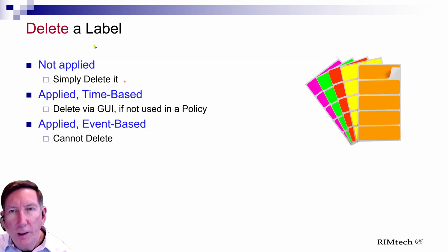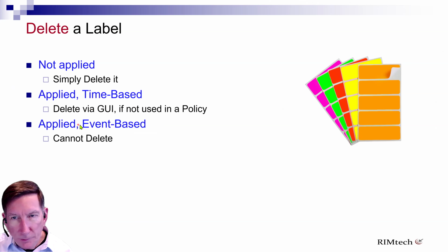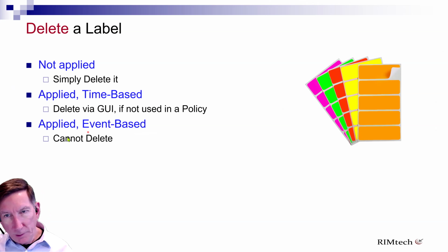Well, how do you delete it? Well, if it's time-based, then you can use the user interface to delete it. But if it has been used inside a policy, you cannot use the GUI to delete it. So you're kind of out of luck, okay? If it's been applied to 1 or more documents, but it's event-based, you cannot delete that label. Impossible, okay?